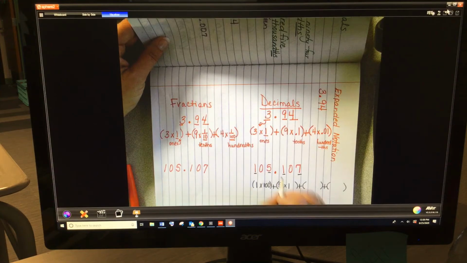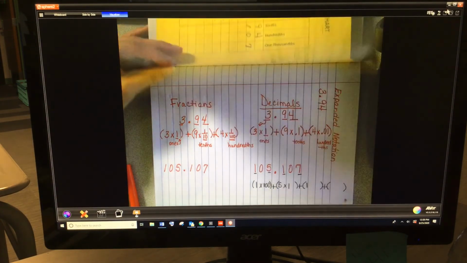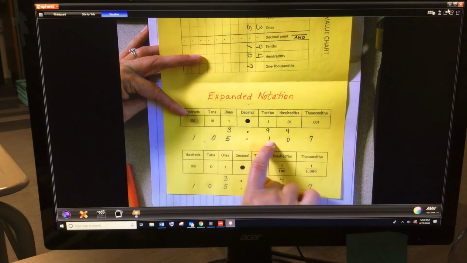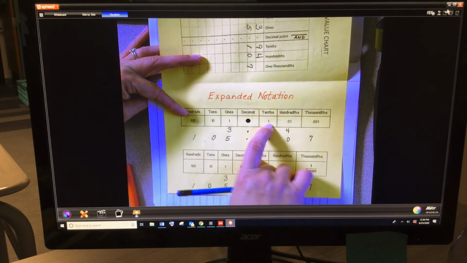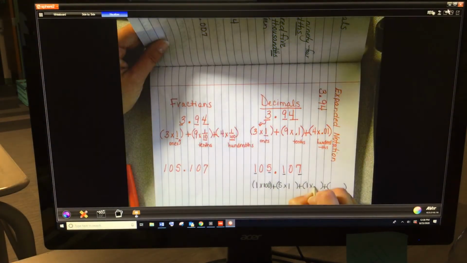All right, so now we go to our next value. We see a counting number. It's 1. What place value is a decimal? What are we going to multiply that 1 by? It's in the what place value? It's in the tenths. So 1 times 1/10.